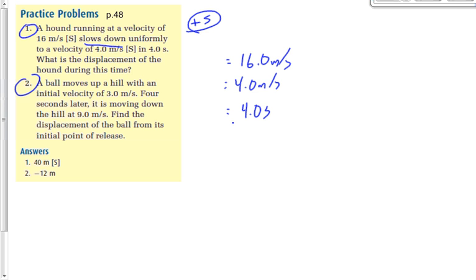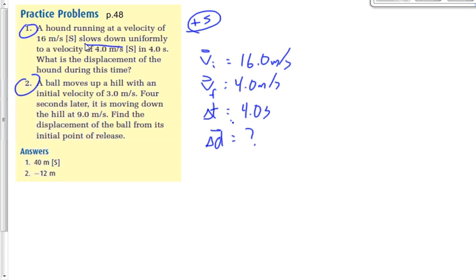Tell me what this is, first of all. This is the easy one. Yep. Delta T. Good. Derek, what's this one here that's 16? Good. VI. And 4 meters per second would be, Haley, what? Good. Final velocity, VF. And we're looking for displacement here.